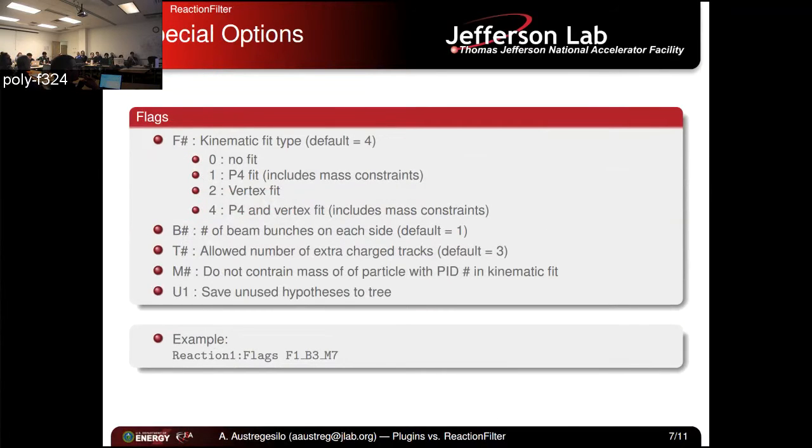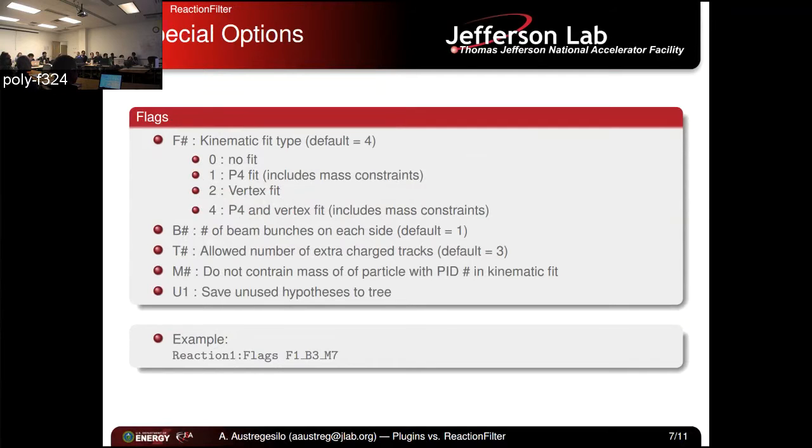Okay, there are some special options, and I don't want to go into detail here. So you can specify what type of kinematic fit you use, so no fit, or the default, which is P4 and vertex, but you can also use other fits. You can specify how many beam bunches on each side of the coincidence peak you want to save. The default is 1, so 1 on each side, 2 in total. There's a flag about the total number of extra charged tracks in the event. Here the default is 3. I did not even see a study yet of how this affects it.